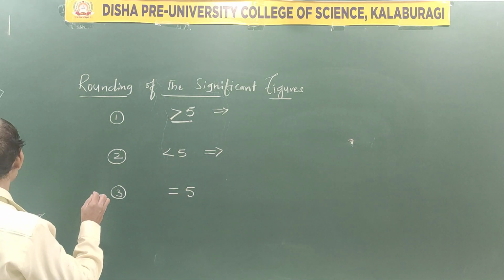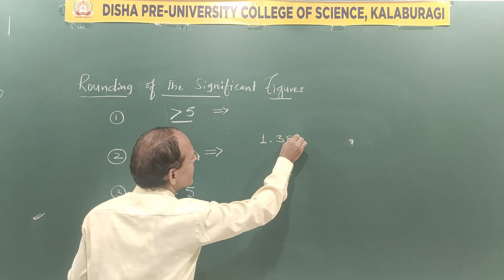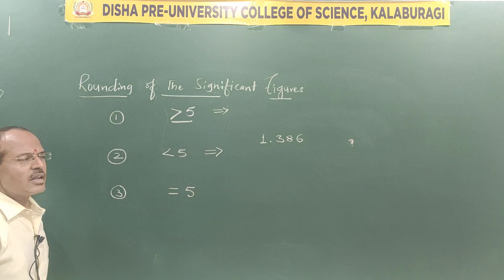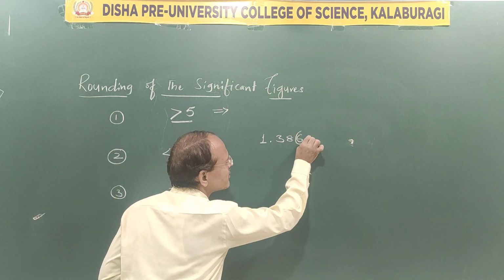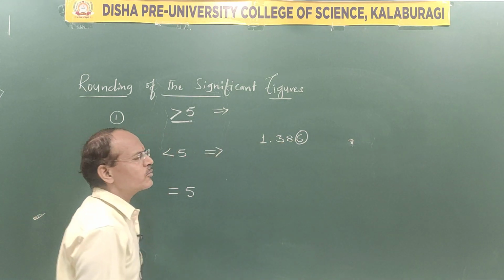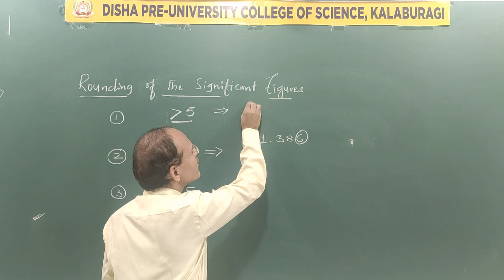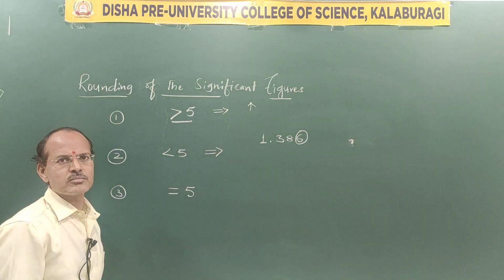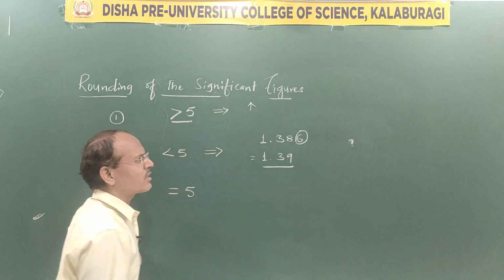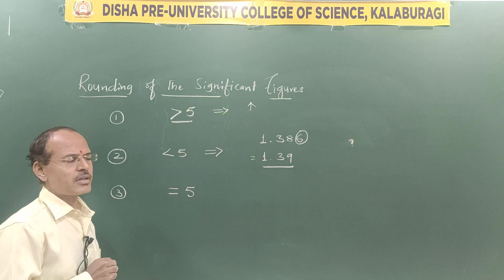The example will be 1.386. Now I want to remove this rightmost digit, 6. Now 6 is greater than 5. At that time, increase 1 unit for the preceding number. So the answer will be 1.39. Like that, I'll take one more example.